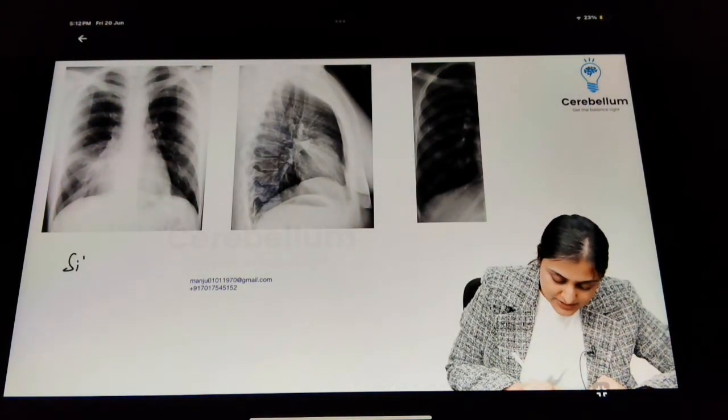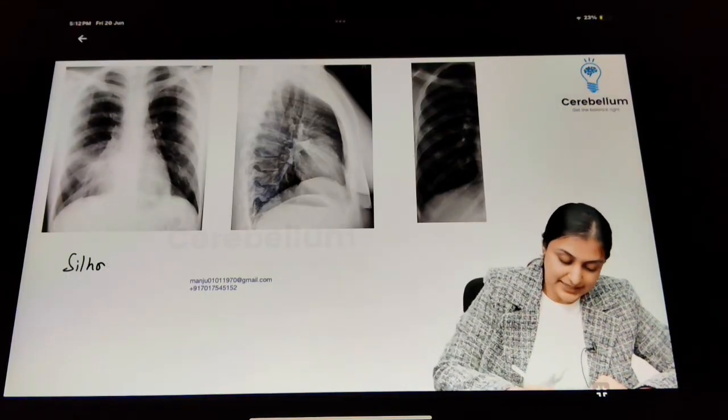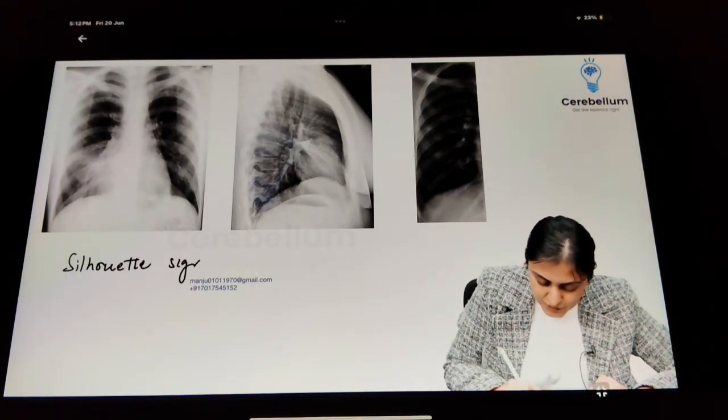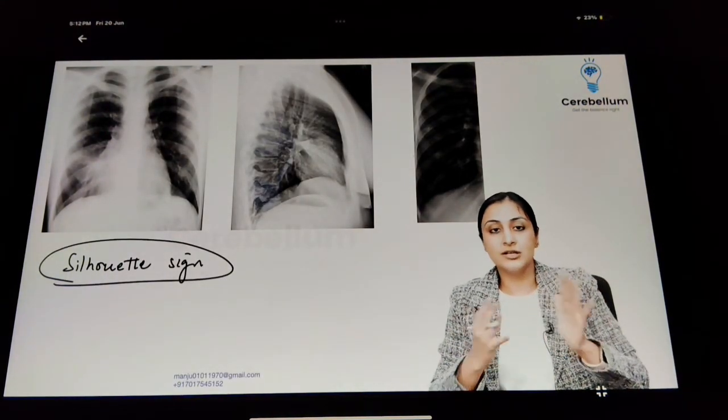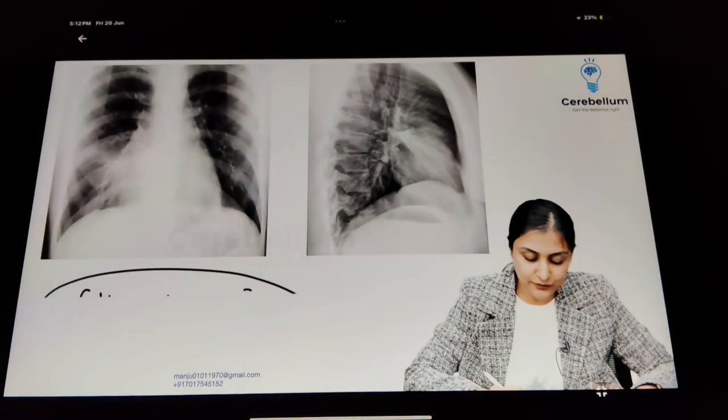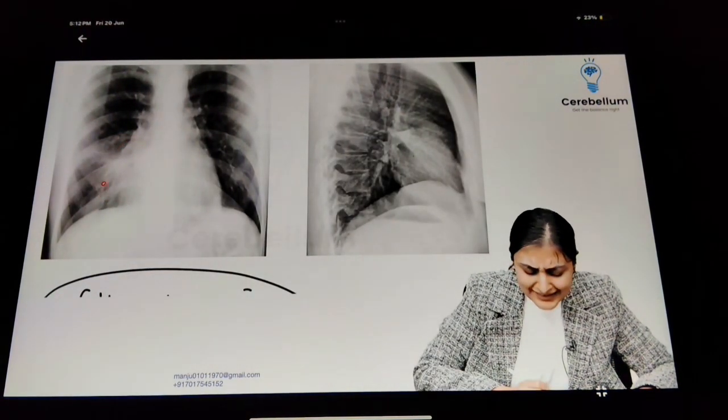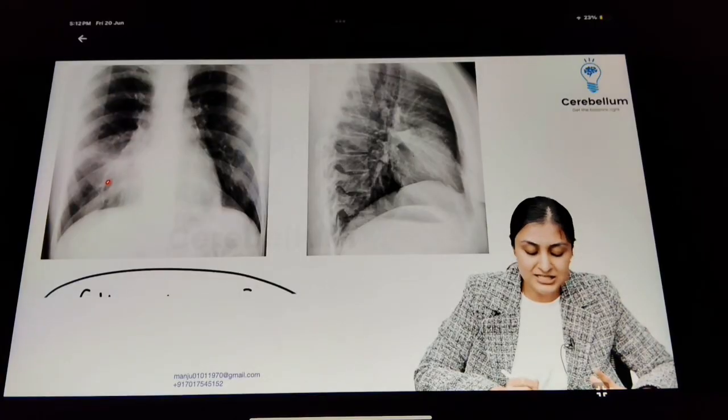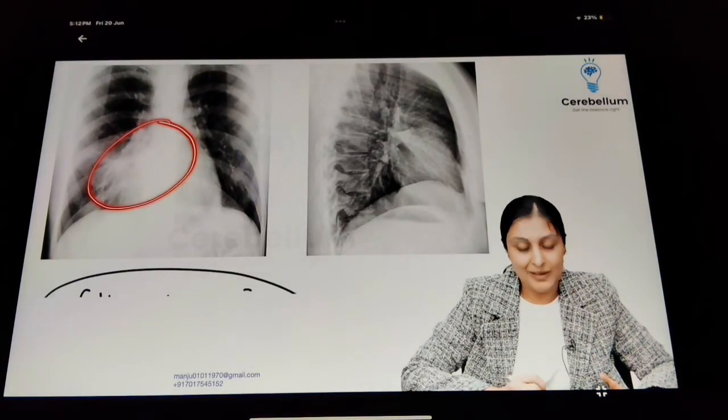So this is where we need to understand something that is called the silhouette sign. What is the silhouette sign? So silhouette sign you need to understand is to learn the demarcation between two structures. So I'll explain further. You can see there is an opacity here. Can I know definitively the difference between this opacity and the heart border? I can't really. Both of them are merging into one another.